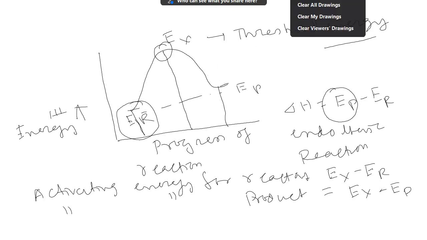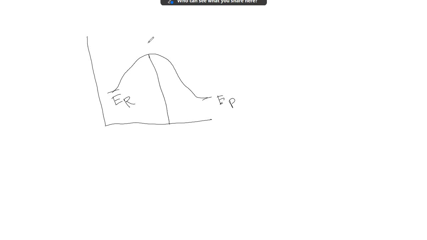Now think of another case. It is ER, it is EP, it is the threshold energy. In this case EP is less than ER. So in this case, when the reactant is converted to product, it gives energy to the surroundings.